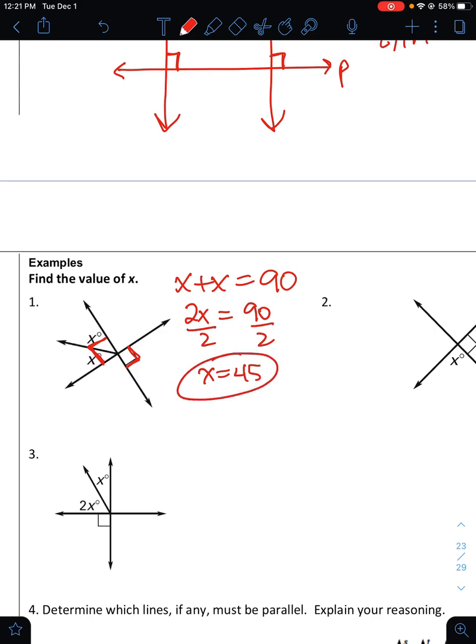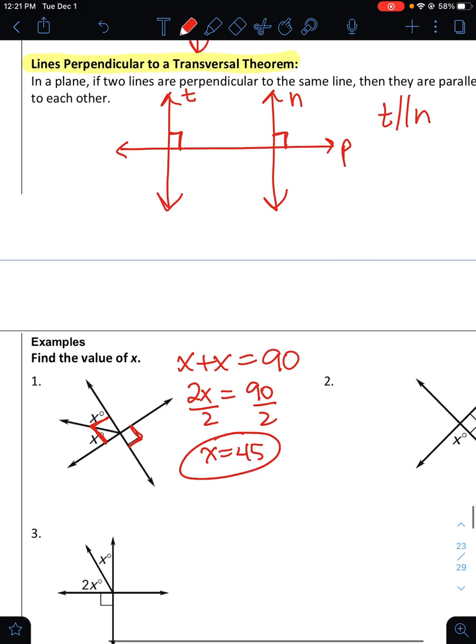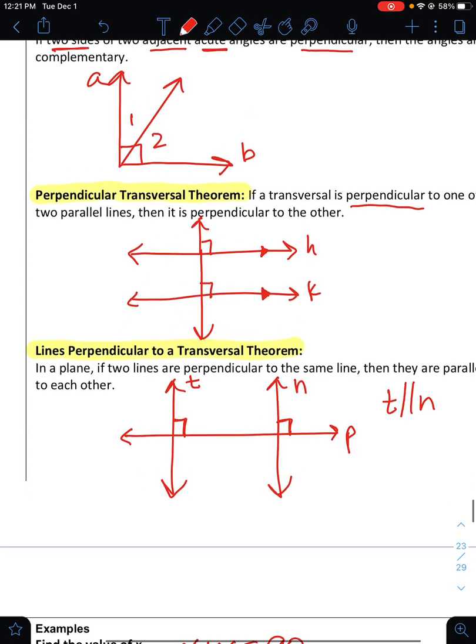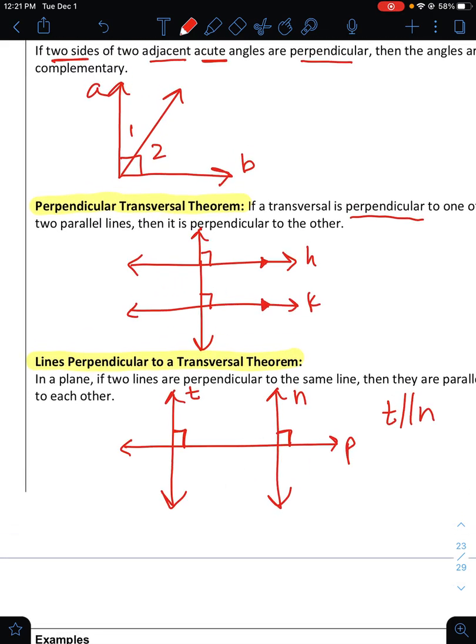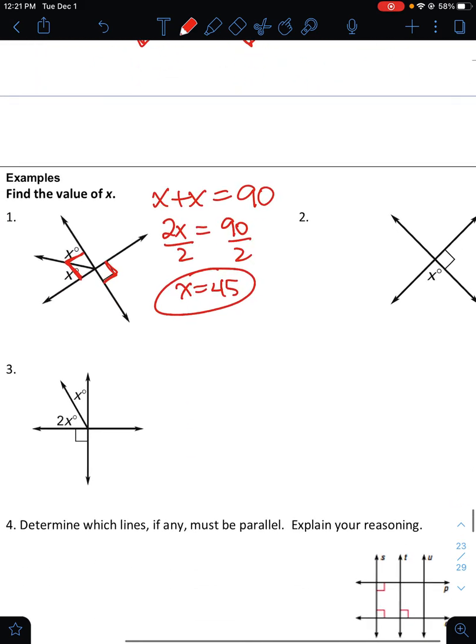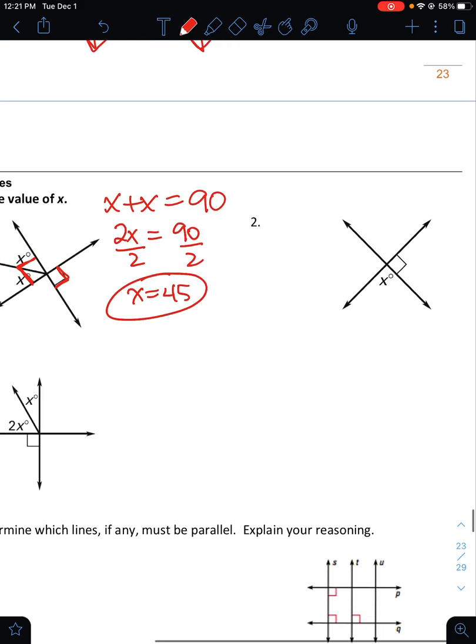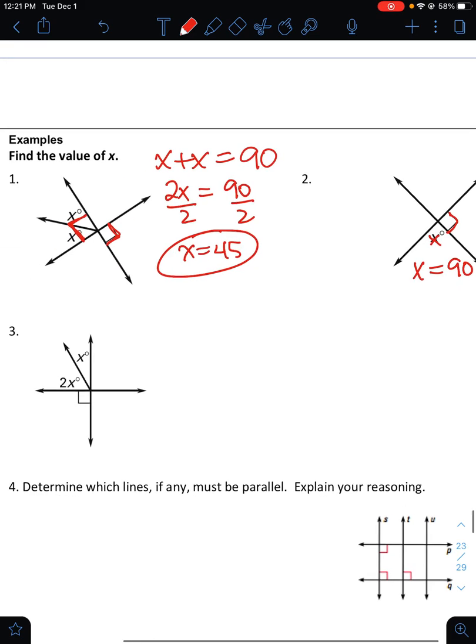So it's an application of that other theorem above, and it could also go into this third one down. If two sides of adjacent acute angles are perpendicular, the angles are complementary. Therefore, it supports my 90. Okay, number 2. We could really just use, if you have perpendicular lines, all 4 angles are 90. So I can get to 90. I could also say the right angle mark here and x are a linear pair. Therefore, they add up to 180.